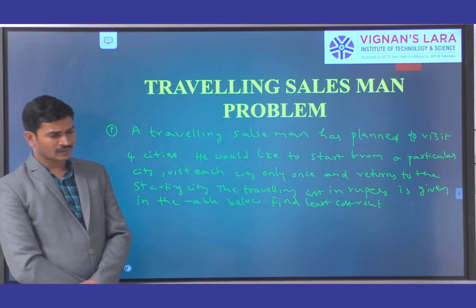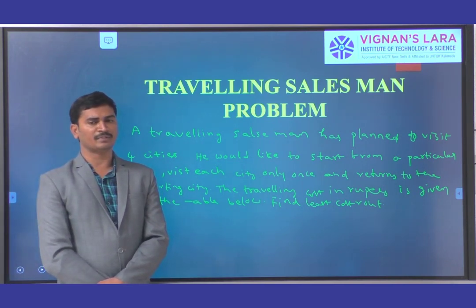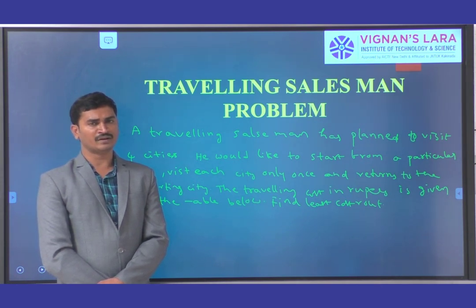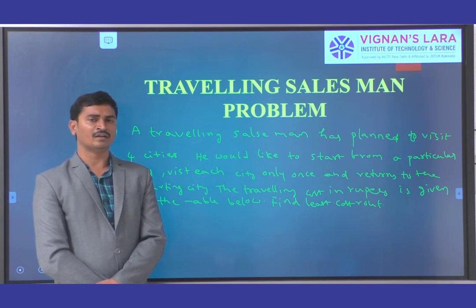Okay. Here in an assignment problem, in this traveling salesman assignment problem, we have one rule to solve that particular problem. Here the rule 1 is the salesman has to visit all stations. Okay, it means all cities.